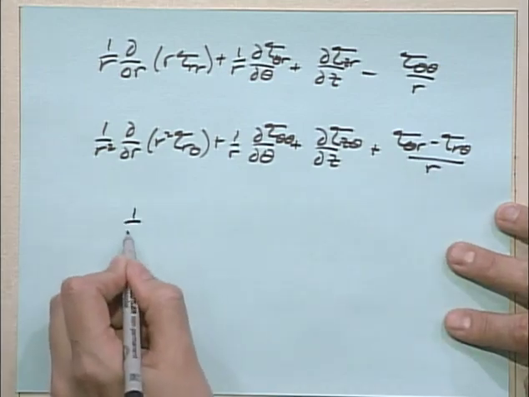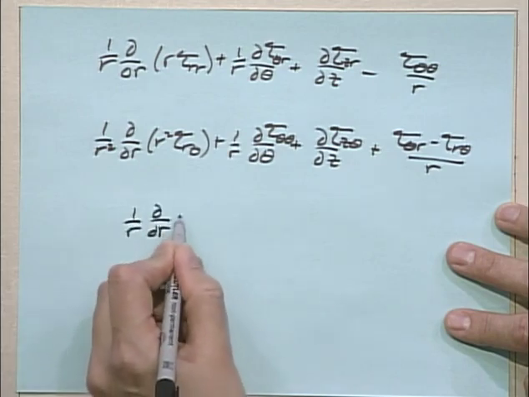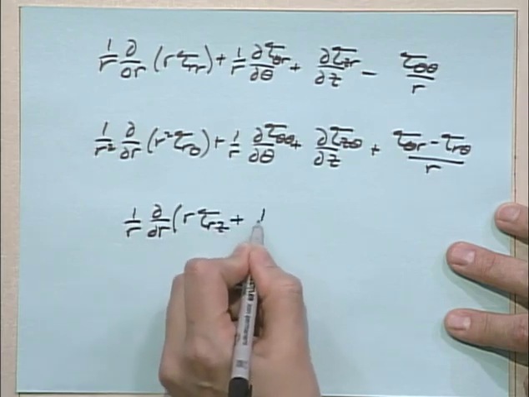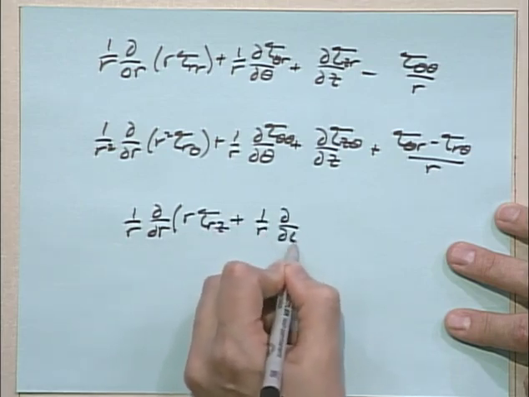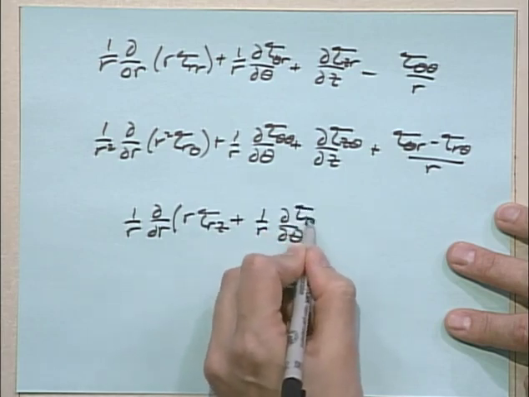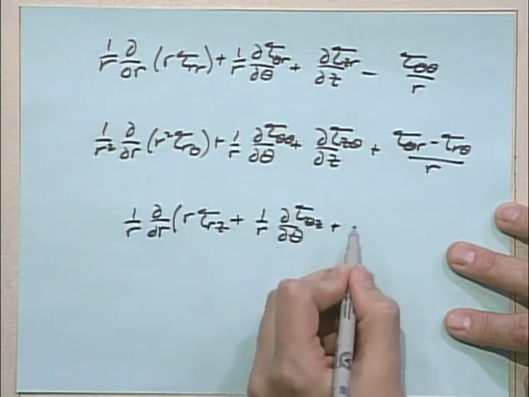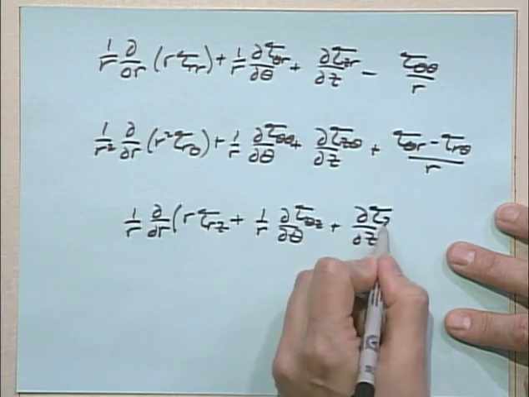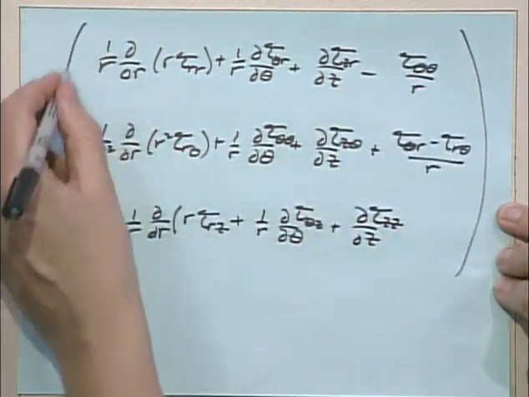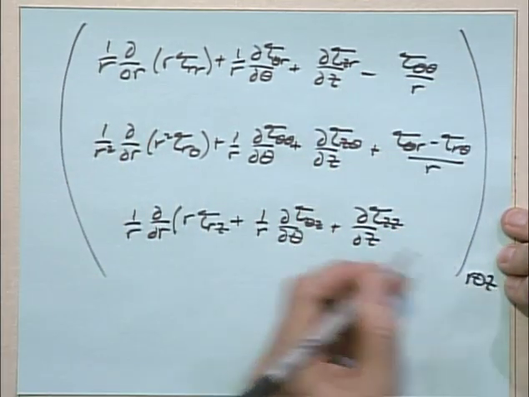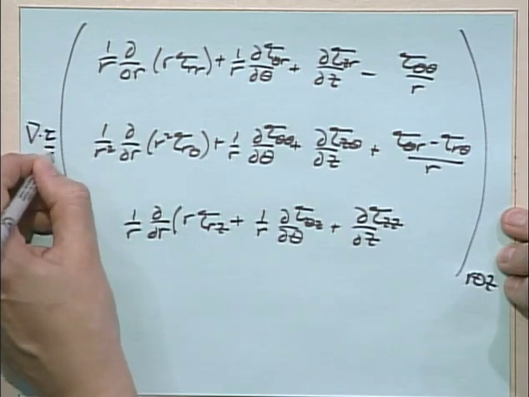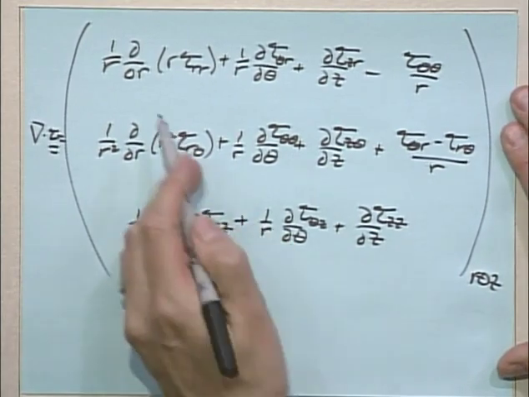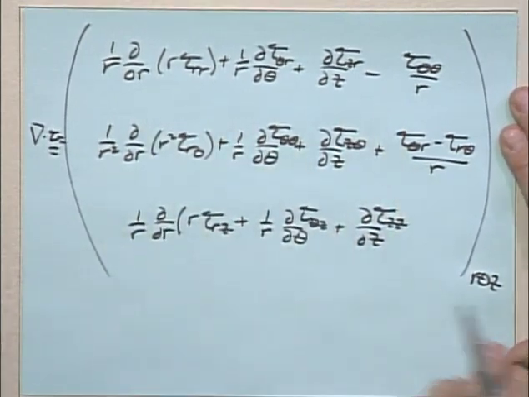And then the z component is 1 over r d by dr r tau rz plus 1 over r d by d theta tau theta z plus d by dz of tau zz. And this is del dot tau. It looks like a matrix, but it's not. It's a vector. Okay? There are a lot of terms here all added together, but each one just forms a single term.